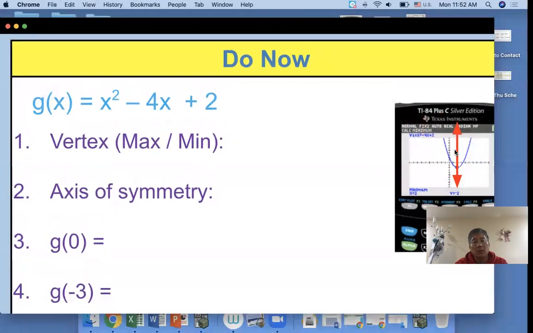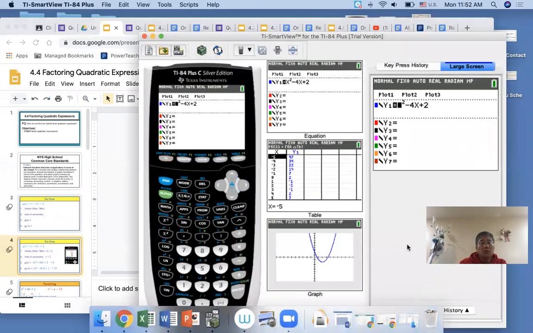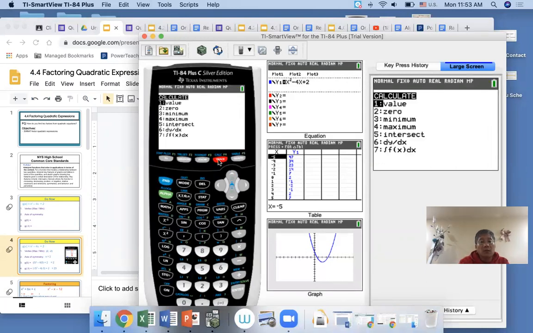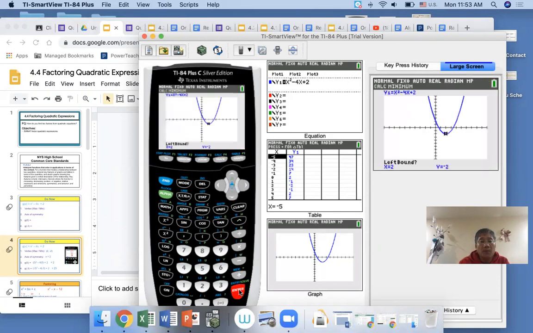So let's go to the calculator. You put in the function x squared minus 4x plus 2. And then what do you do? To find the minimum, where should you go? You go to second trace, right? Above the trace, you see the calculation menu. There you can find the minimum. Here, number 3, so go down, minimum here.